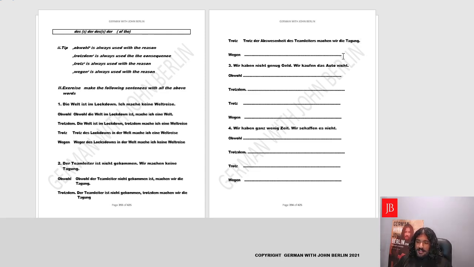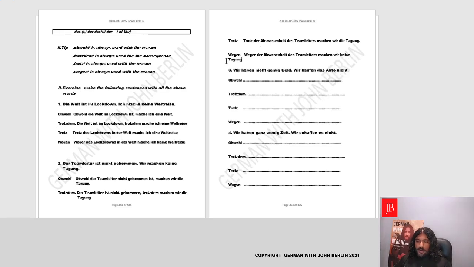Perfect. Now here this is a normal preposition turned into a noun, which is wegen. That's like because. So we'll say wegen der Abwesenheit. Because of the absence of the leader, we do not do the meeting: wegen der Abwesenheit des Teamleiters, machen wir keine Tagung. Yes, this is not contradictory. It's straightforward. Okay.